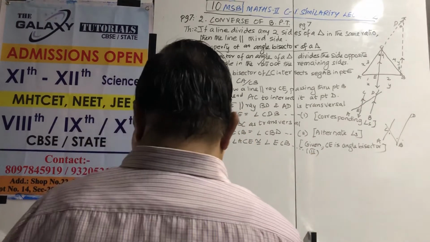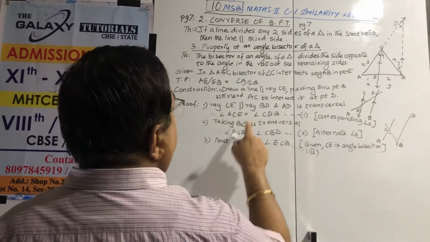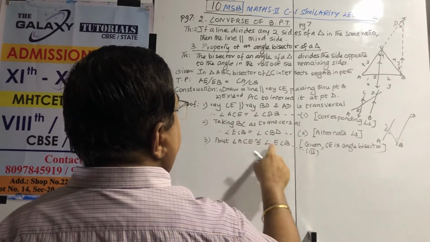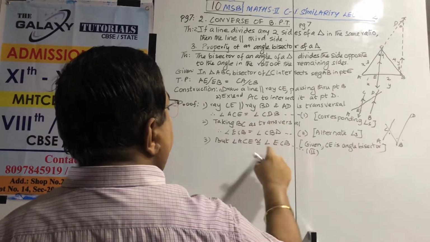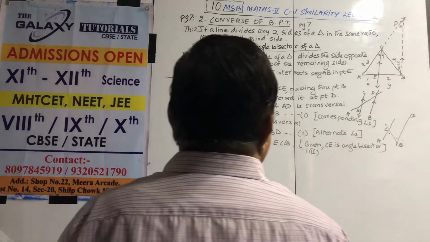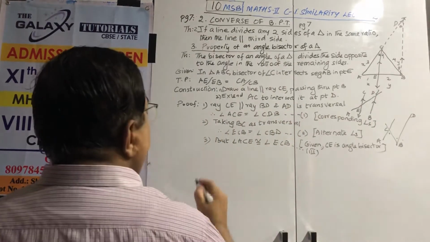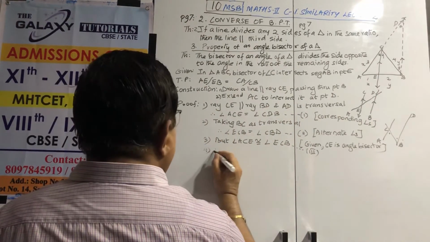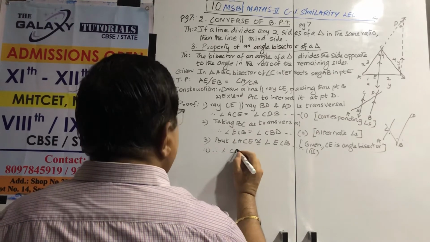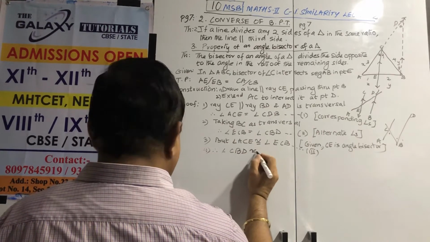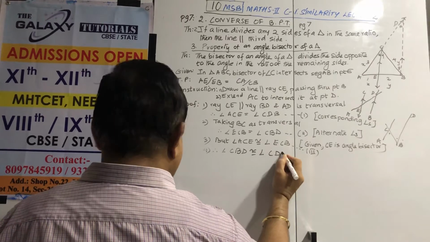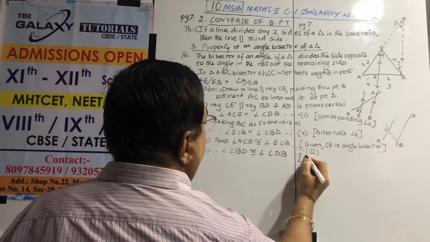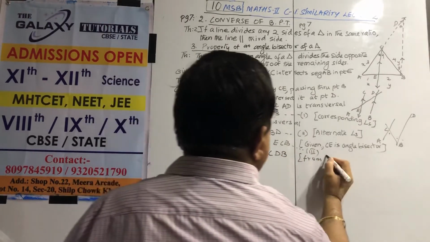Now, bringing all together, we will have angle ACE is equal to angle CDB, left hand sides are equal, so right hand sides therefore will turn equal. So that is how we will correspond. Fourth, therefore, angle CBD is congruent to angle CDB from 1, 2 and 3.